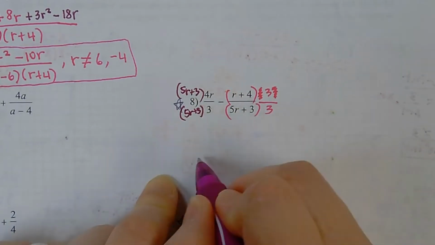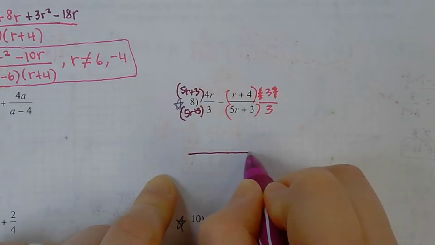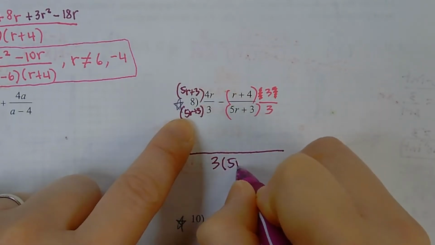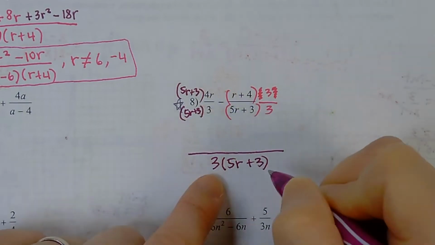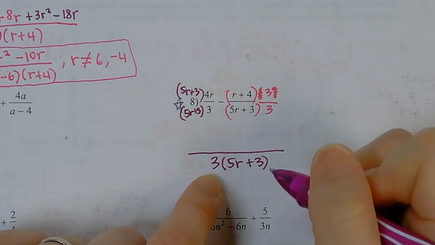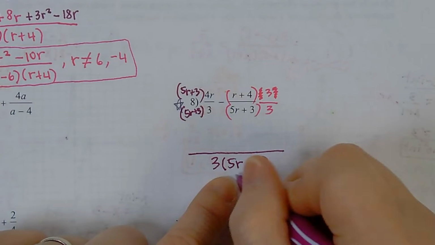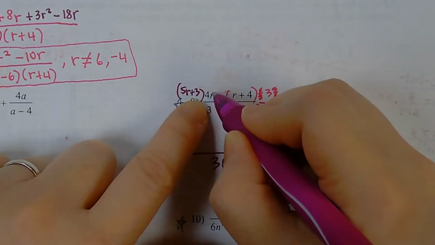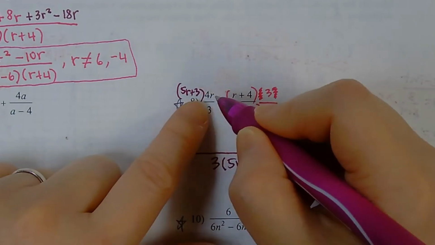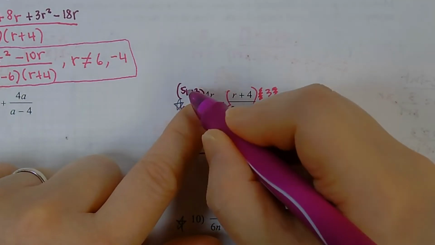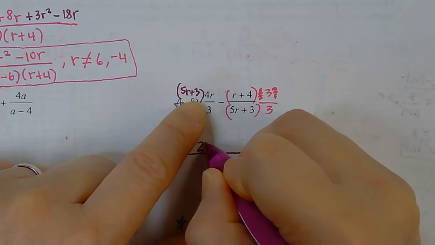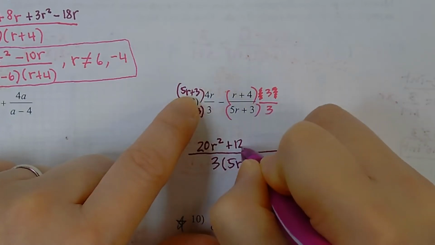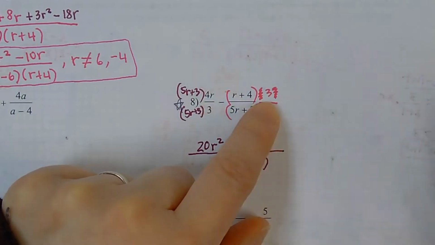And then we're going to do the denominator. Oh, let me just do it with this color now. So the denominator is just going to be 3 times 5r plus 3. I like to just write the monomial one in front, the singleton, and then the binomial like that. Just looks nicer. And then if we look at the first fraction, 4r times 5r is going to be 20r squared. 4r times 3 is plus 12r.